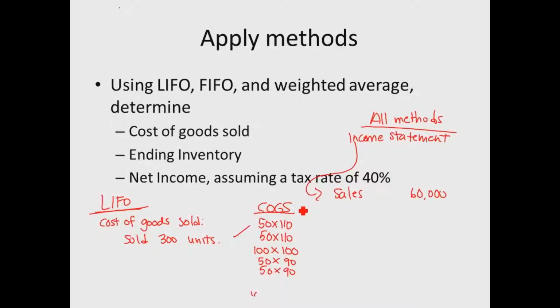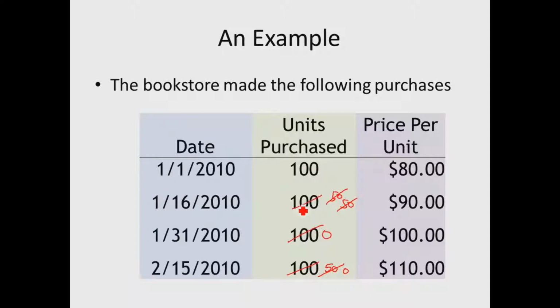Now, this is not really how I would compute my cost of goods sold. It's just that this is a very simple problem, and we can do it this way. How am I really computing my cost of goods sold? Well, how many units do I have left? I bought 400 units. I sold 300 units. How many units do I have left? 100. So if I have 100 units left, and I use last in, first out, I know first these were sold, then these were sold, then these were sold.